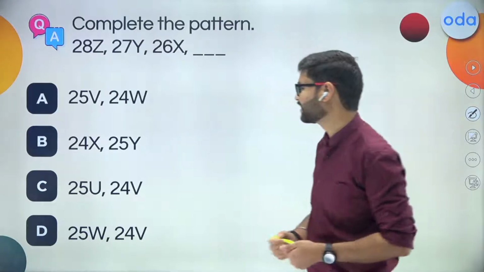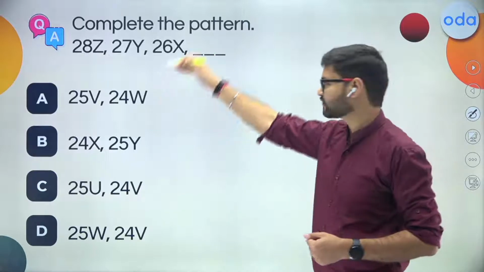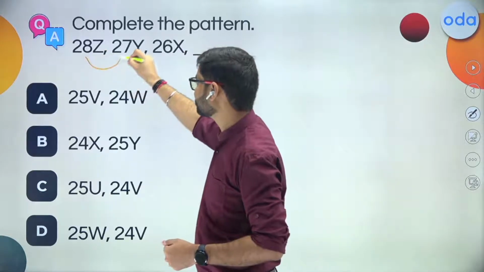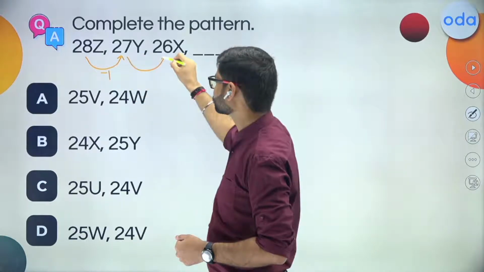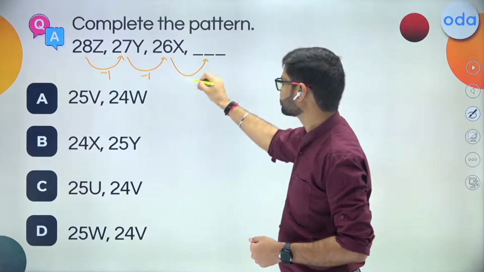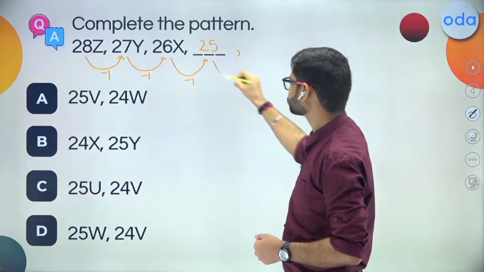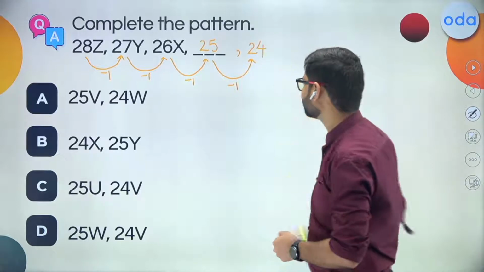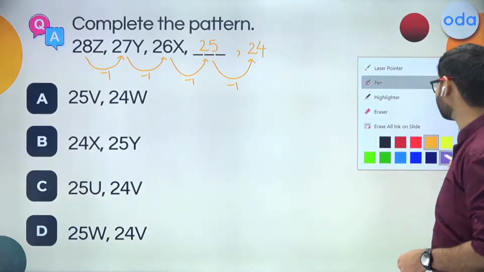Great. Okay, so let's focus on the numbers first, because we have numbers first. 28 minus 1, 27, minus 1, 26. So I will keep on moving like this only. 26 minus 1, 25, because I have to find two terms. So 25 minus 1, 24. Is this clear? The number part is done, guys.